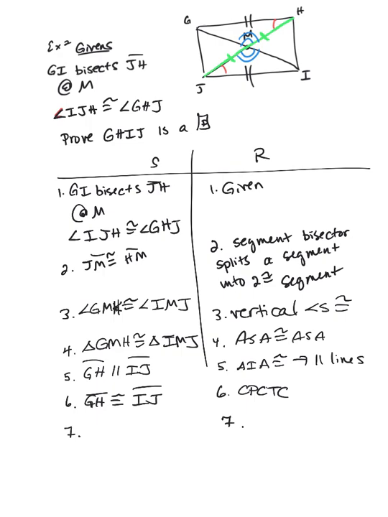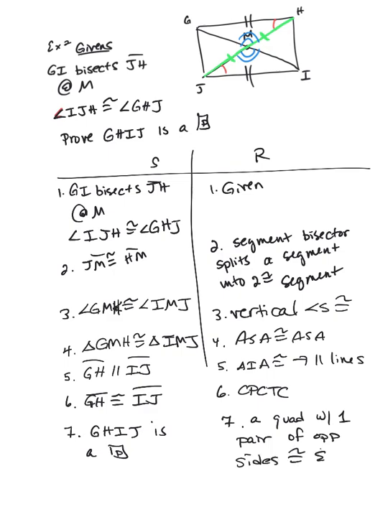All right, so then what I can say is that GHIJ is a parallelogram. And the reason for this is that when you have a quadrilateral with one pair of opposite sides congruent and parallel, it's a parallelogram. This is important to know.